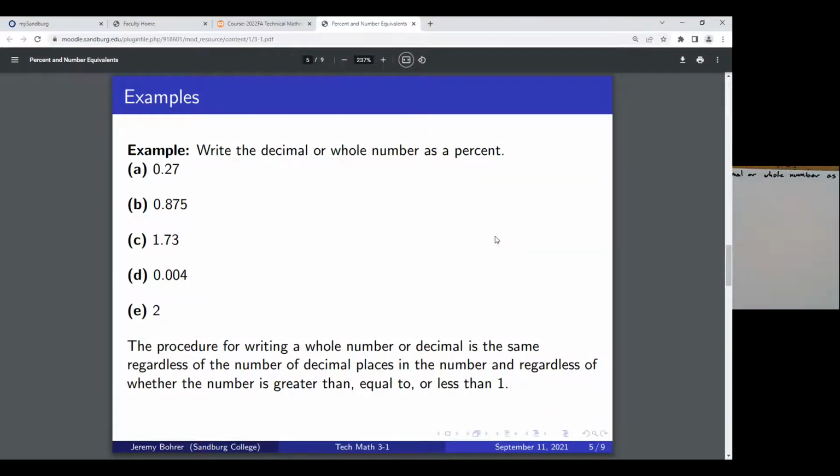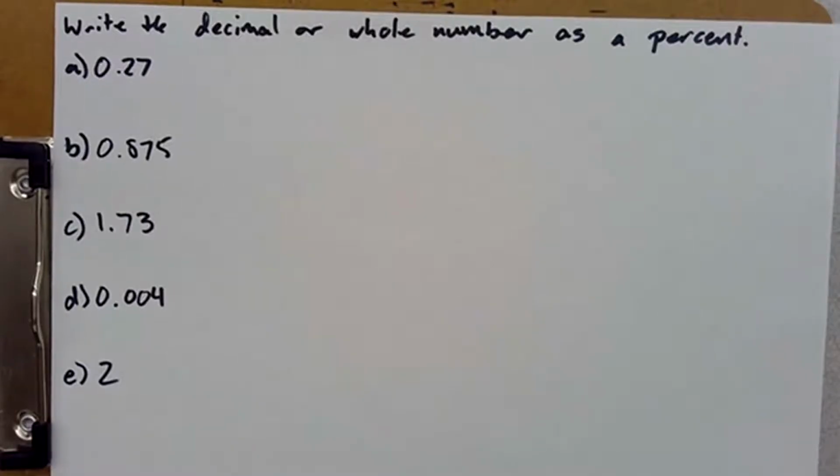In this video, we're going to look at the examples in the 3-1 slides. We're starting with this one on page 5. We're asked here to write the decimal or whole number as a percent.